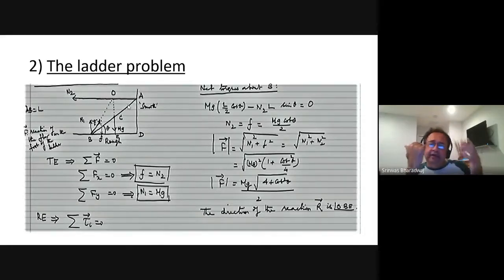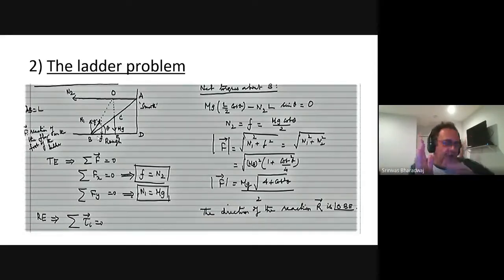From this, you can get a value for N2. The aim of this second equation is to get the value of N2, right? So we said that f is equal to N2, but we don't know either f or N2. So now you know N2, and because you know N2, you also know f. So now, what is the net force at this point? That is just the square root of N1 squared plus f squared. Reaction at the bottom, including friction, you can then calculate. Now you have calculated all the forces.